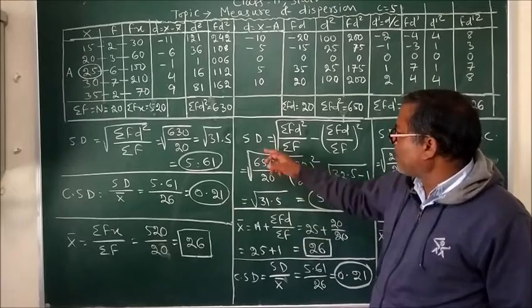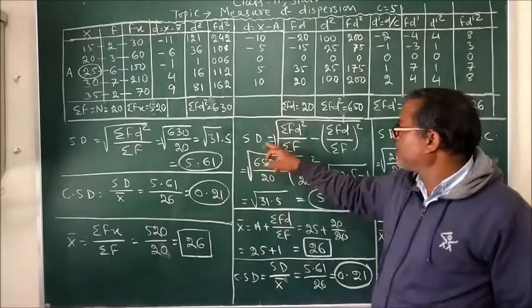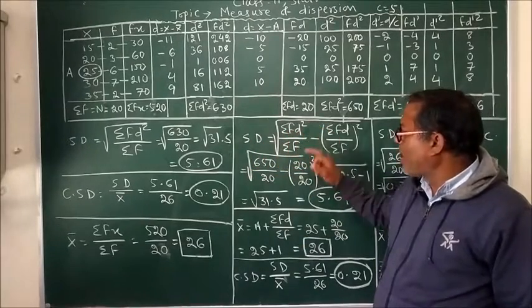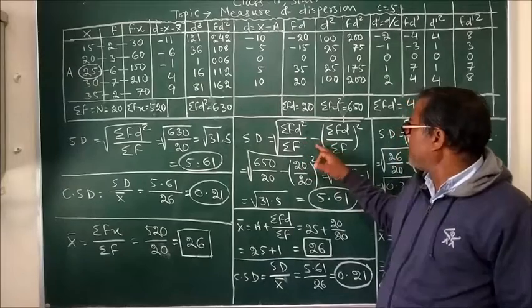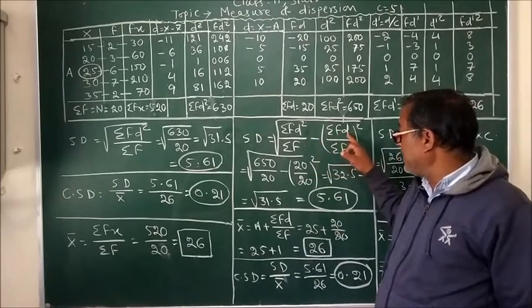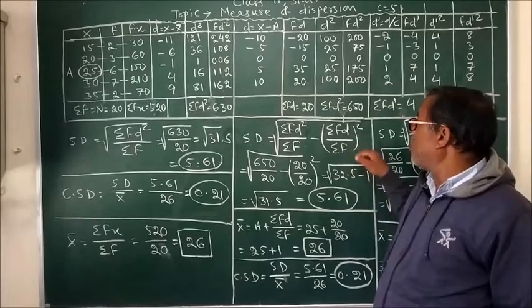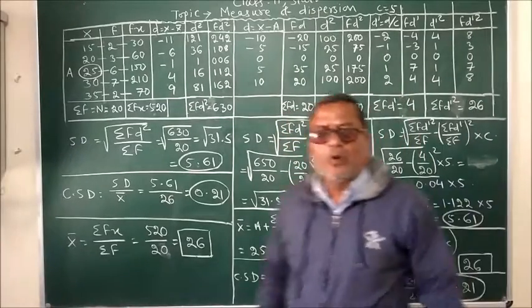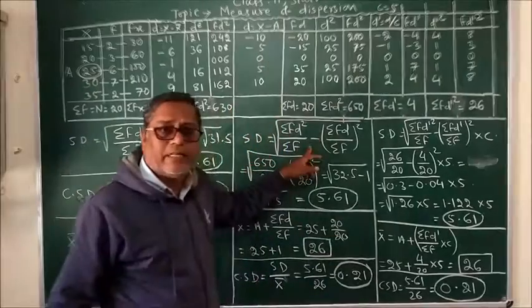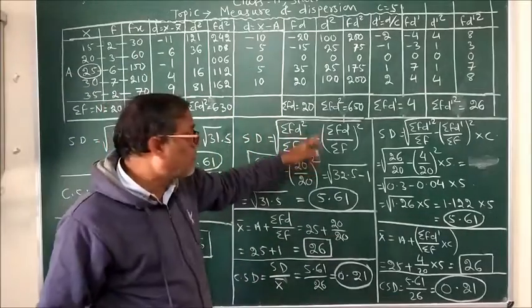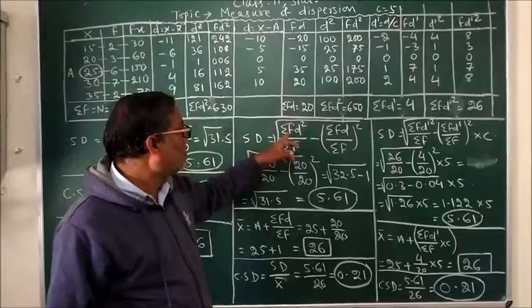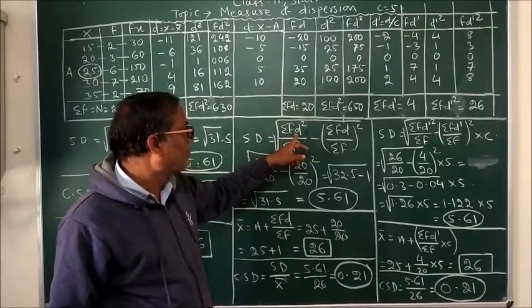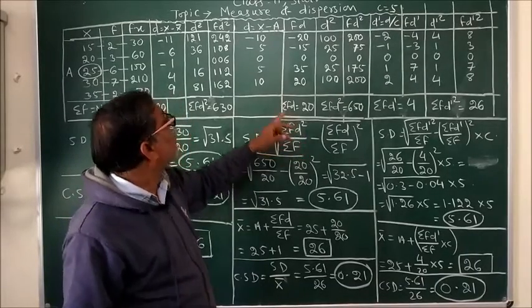In shortcut method, the formula says standard deviation is the square root of summation FD square upon summation F minus the whole square of summation FD upon summation F. So what are the aggregates that we need while calculating standard deviation by using shortcut method? One is summation FD square, and for that we need to find D.